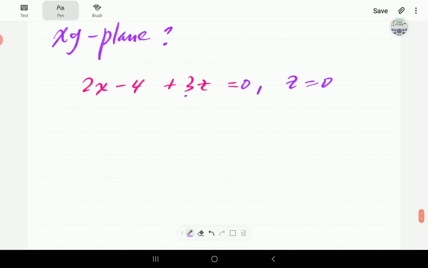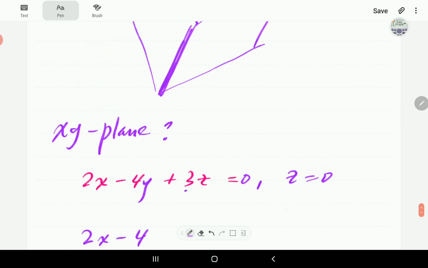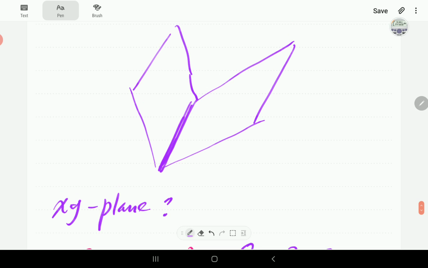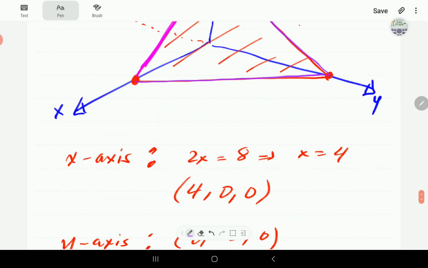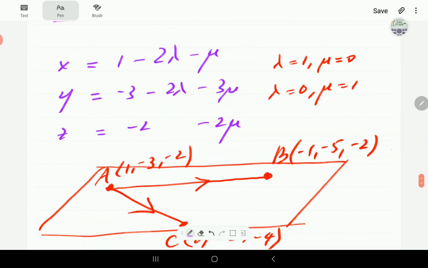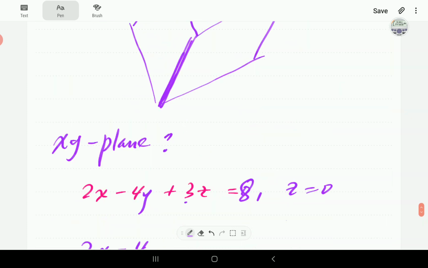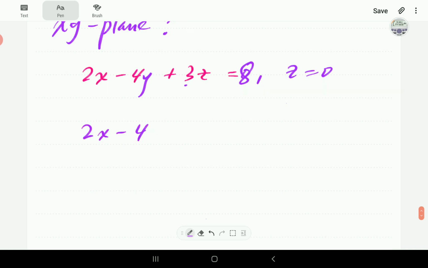What happened there? That should be 2x minus 4y. So this is simply going to give us 2x minus 4y. That's not equal to 0, that's equal to 8 there. Okay, so if we plug in z equals 0, that's going to give us 2x minus 4y is equal to 8. Now, as you can see, that is a straight line.